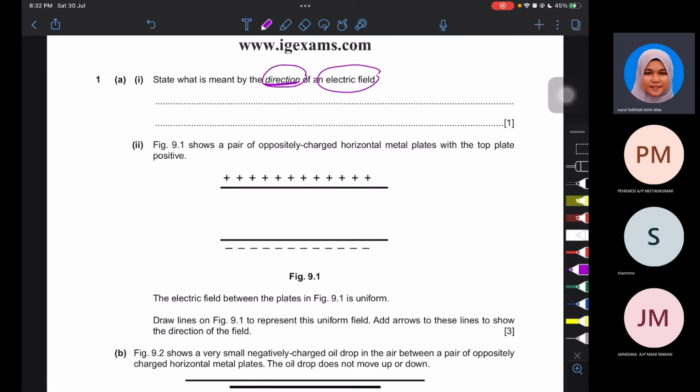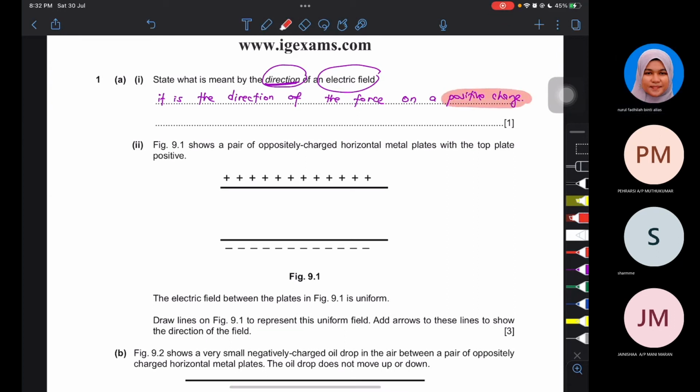The direction tu shows the direction of, apa dia kata? It is the direction of the electric force. Force, yeah, the force on a positive charge. You kena mention this one. So the word force is important. Force tu di mana? Force on a positive charge.